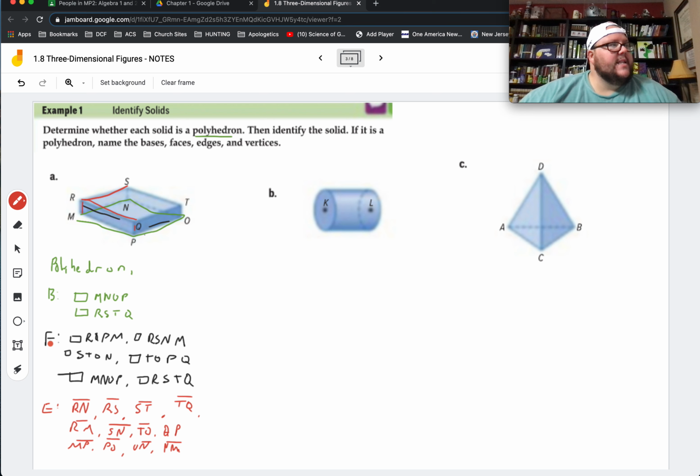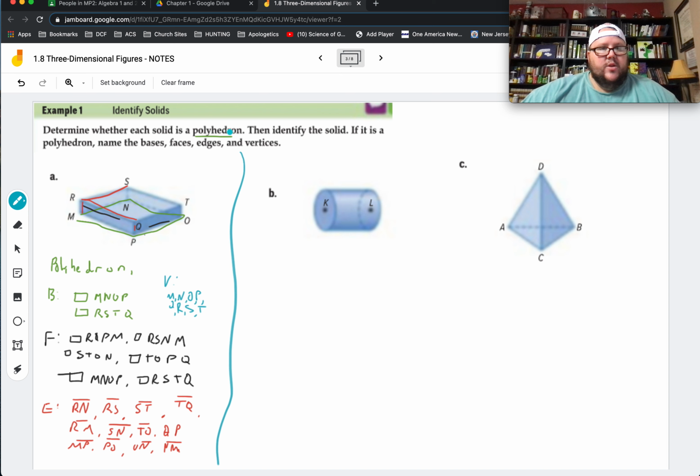And then the last thing we're going to do is our vertices. Our vertices are just going to be all the points. So M, N, O, P, Q, R, S, T. And remember, we don't have to worry about putting any lines or anything because they're just points. So we put commas in between them. But that is A. It is a polyhedron.